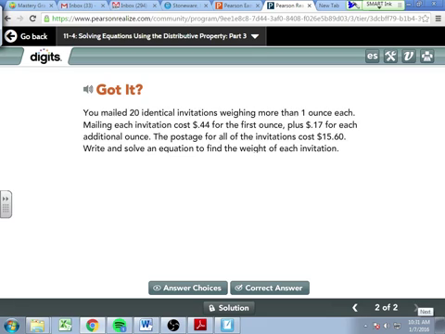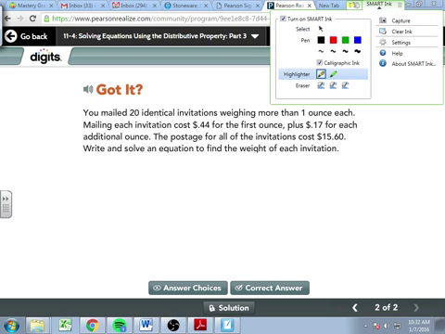Try this on your own. You are going to mail 20 identical invitations weighing more than an ounce. You know that for the first ounce of postage, it's 44 cents. This is also old math. Postage prices have gone up. Plus 17 cents for every additional ounce. Total postage cost is $15.60. Write and solve the equation to find the weight of each invitation.